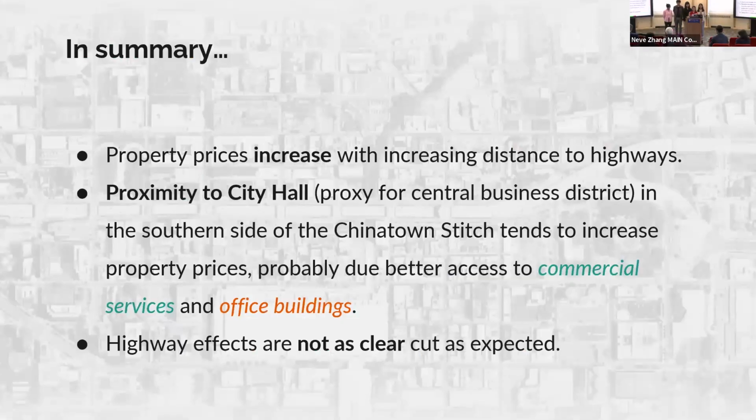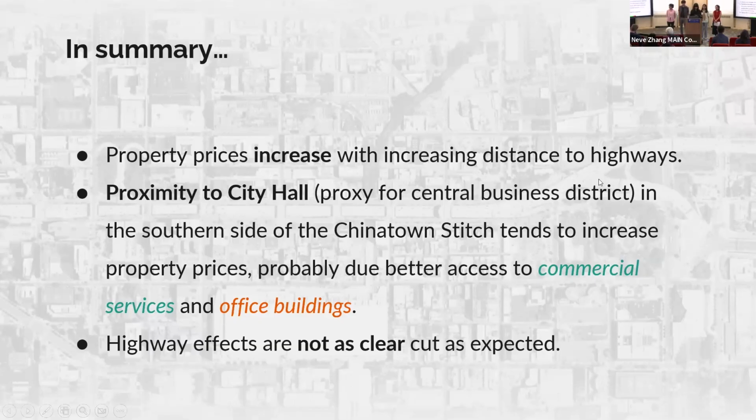So in summary, we conclude the following points from these highway effect analyses. Property prices increase with increasing distance to highways. Proximity to City Hall, in the southern side of the Chinatown stitch, tends to increase property prices, probably due to better access to commercial services and other buildings. And lastly, highway effects are not as clear-cut as expected. So next, we'll look at how our projects might help reduce the highway effects on property values.